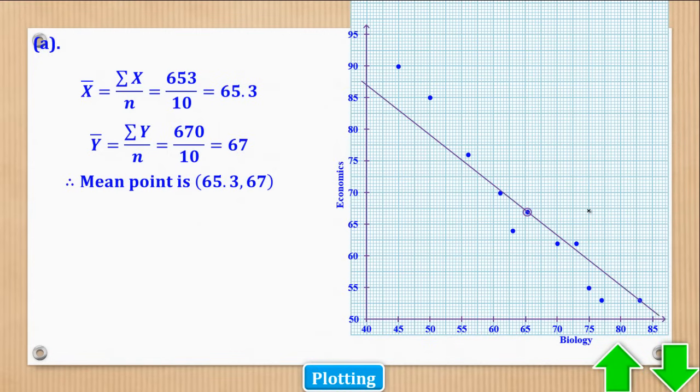Let's see if it fulfills the conditions. One, it has gone through this, that's condition one fulfilled. Two, it has gone through another point, that's condition two fulfilled. Then three, we need to count the points on the other side. Here there is 1, 2, 3, 4. Those are 4 here. Then here there is 1, 2, 3, 4, 5. Those are 5 here. So it is a good line of best fit.